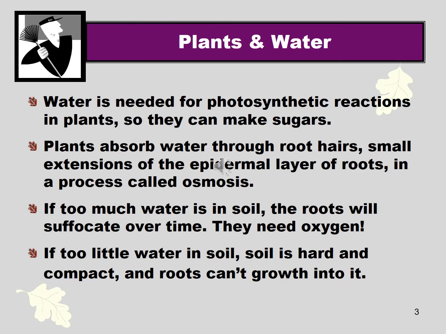Some background information. As you know, water is needed in the photosynthetic process. The plants use photosynthesis to make sugars from CO2 from the air and using water drawn in through the roots. Plants absorb water through root hairs, small extensions of the outer epidermal layer of the roots that increases the surface area of the root. And the process is osmosis, how the water and the nutrients carried in the water get into the plant. If there's too much water in the soil, the roots will suffocate.